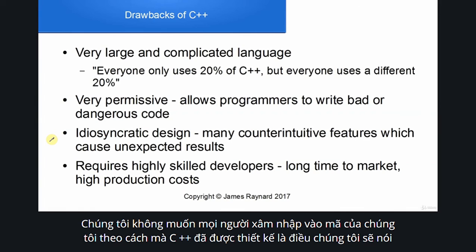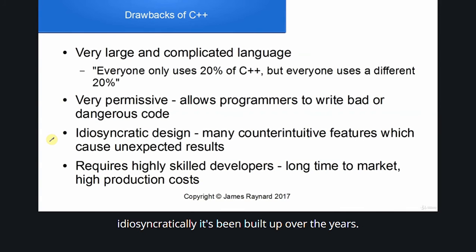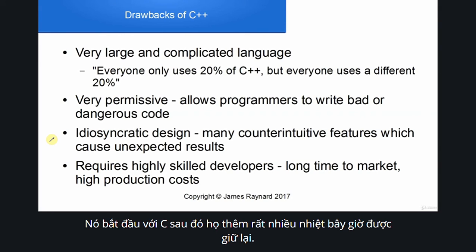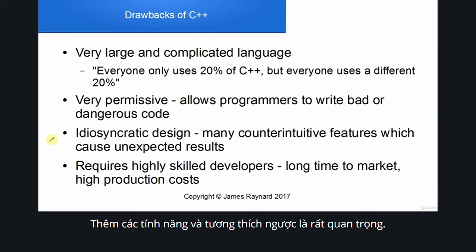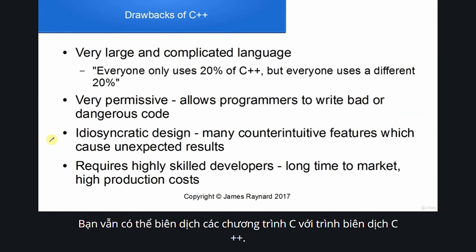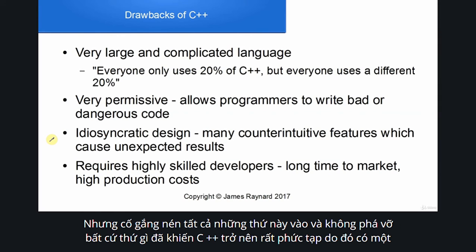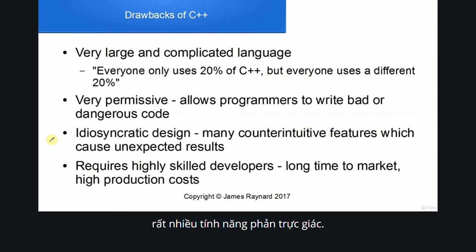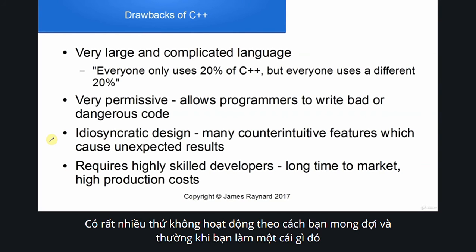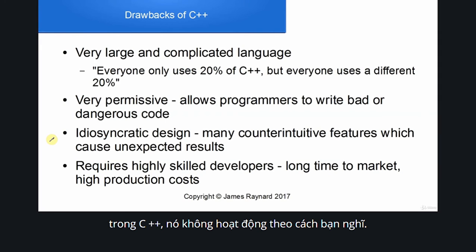The way that C++ has been designed is very, shall we say, idiosyncratic. It's been built up over the years. It started off with C, and then they added lots of features, and they kept on adding features. And being backwards compatible is very important. You can still compile C programs with a C++ compiler, but trying to squeeze all this in and not break anything has made it very complicated. C++ tends to have a lot of counterintuitive features. There are lots of things which don't work the way you would expect them to, and often when you do something in C++, it doesn't work the way that you think it would.